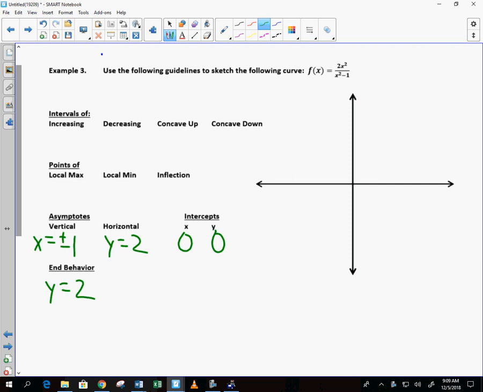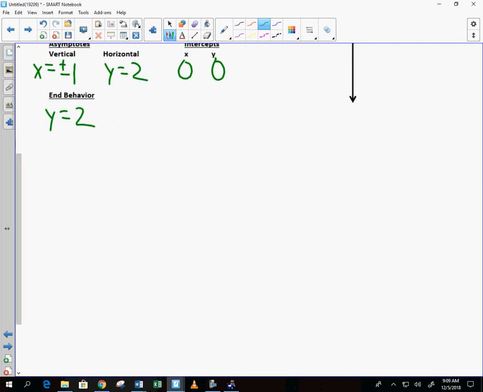If you get an x cubed, do you have a general idea of what the x cubed function looks like? Yeah, but what's neat about this is you really don't know what 2x squared over x squared minus 1 looks like. So let's truly take an investigative approach. We've got a good start here, but we got room to grow.